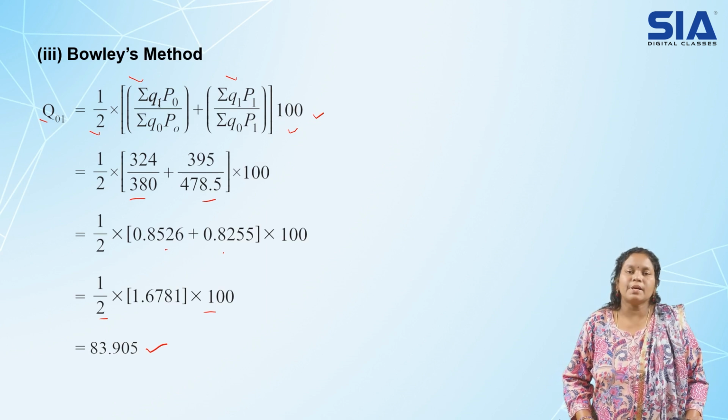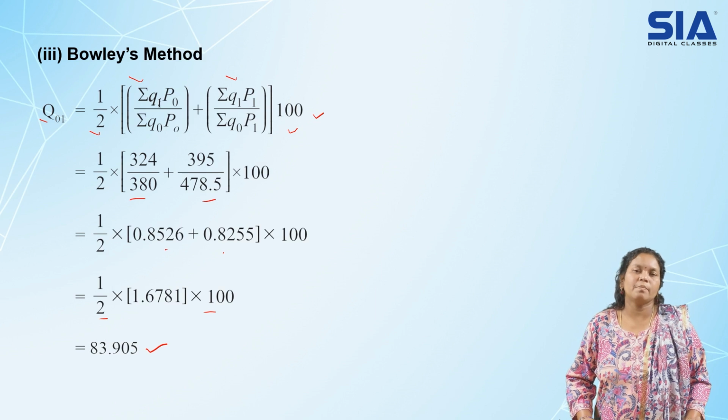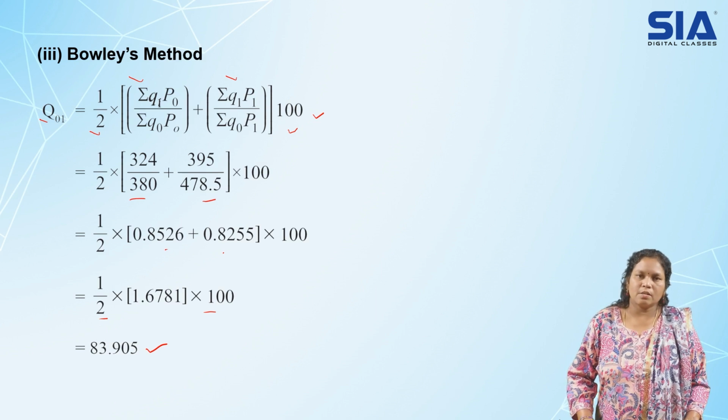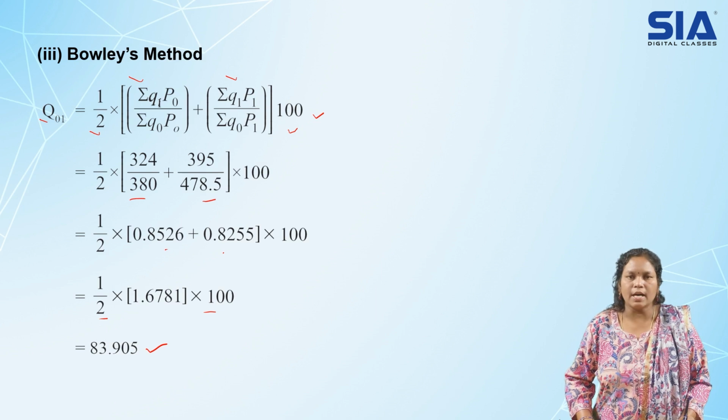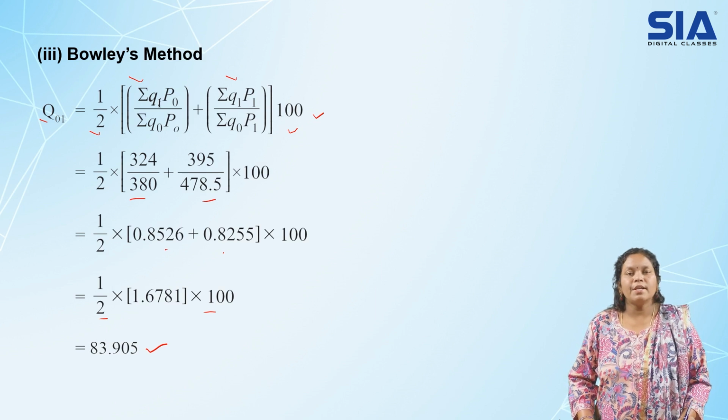So same as price index numbers, we can do quantity index numbers also. Simply swap prices with the quantities, you'll get your answers. So this is the quantity indices method.